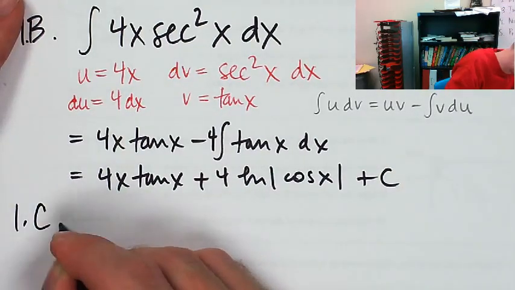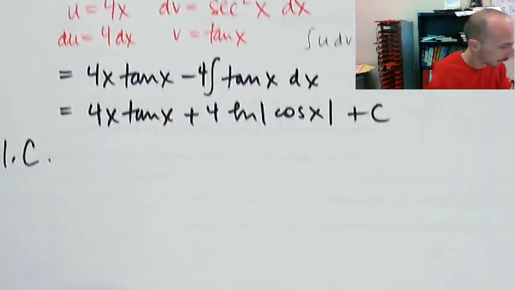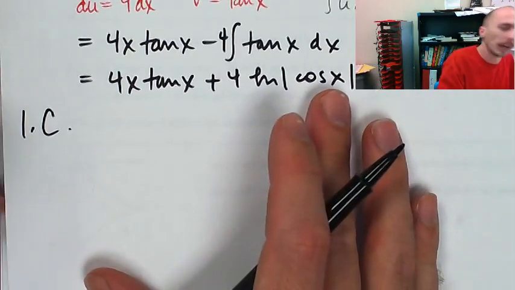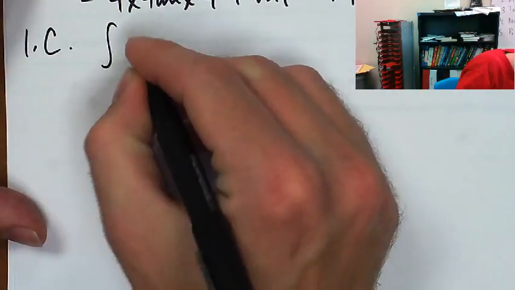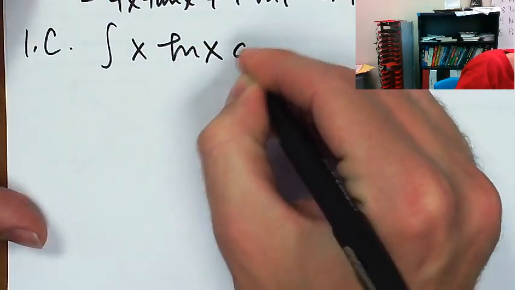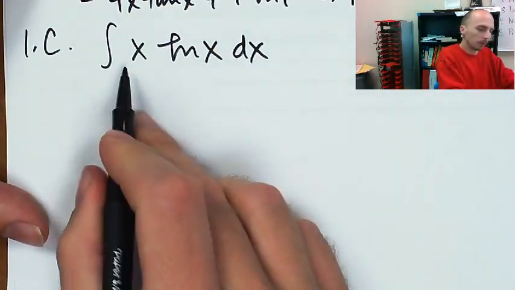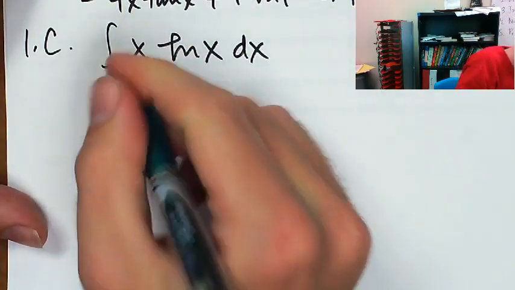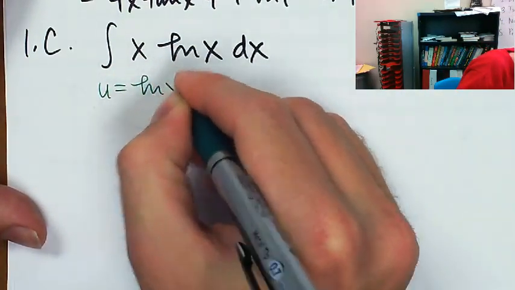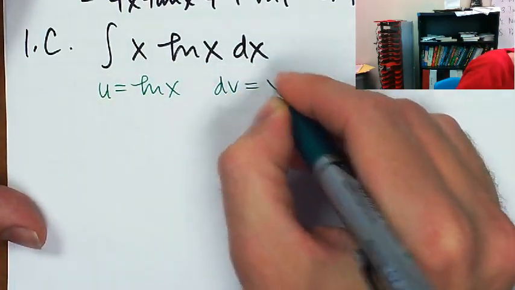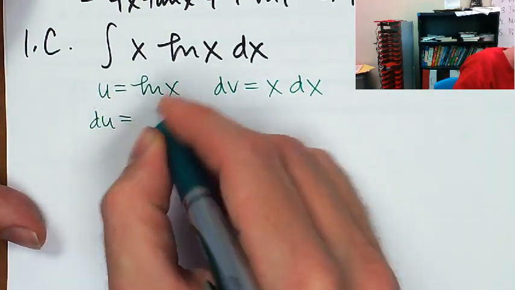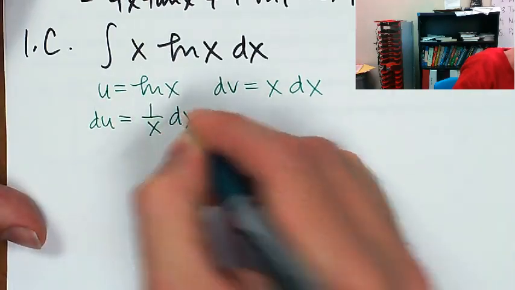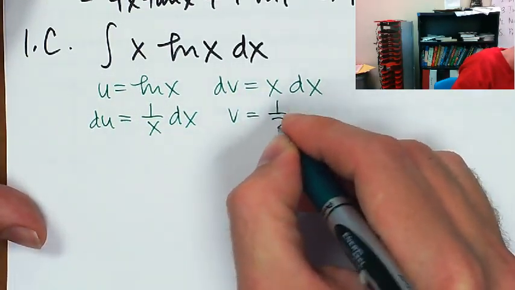Let's do one more before my next class comes in. Let's see, 1c is going to be x log x. Okay, perfect. This is a good, very typical one. This should have been number 1. So the antiderivative of x natural log x dx. I learned log comes before algebra, so I'm going to let u equal log x and dv equal x dx. So I take the derivative: the derivative of log of x is 1 over x. And an antiderivative for x would be 1/2 x squared.